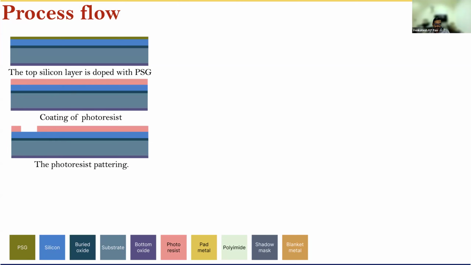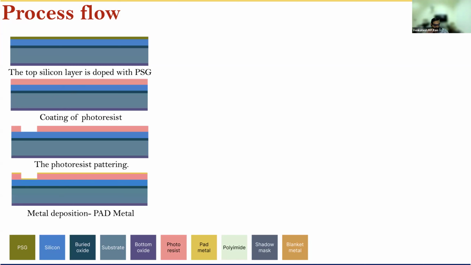After spin coating the photoresist, I need to pattern the photoresist, right? I will basically use the first mask, and pattern the photoresist with the help of the mask. After patterning the photoresist, we are now going to deposit the pad metal, right? Now I'm going to deposit the pad metal.